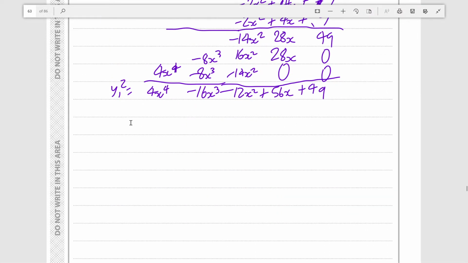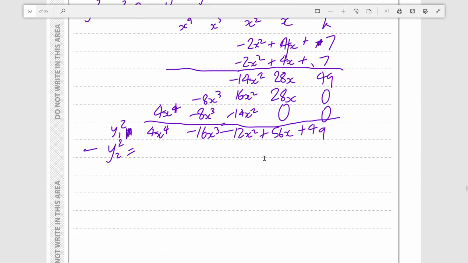And then from this, we subtract y2 squared. So y1 squared minus y2 squared. And y2 squared, as we know, is x squared minus 8x plus 16.